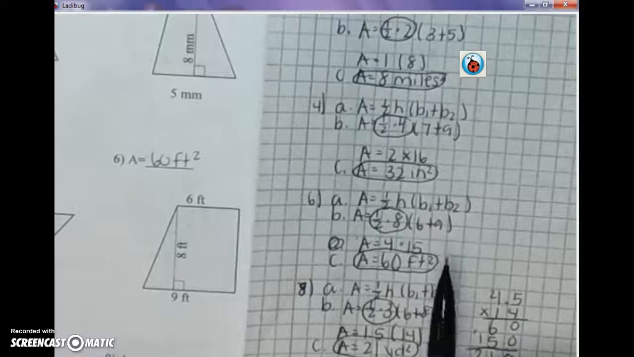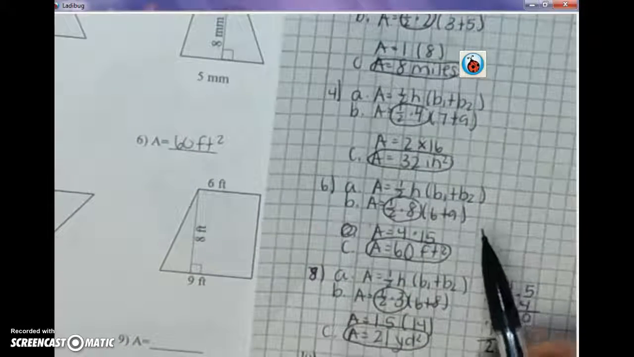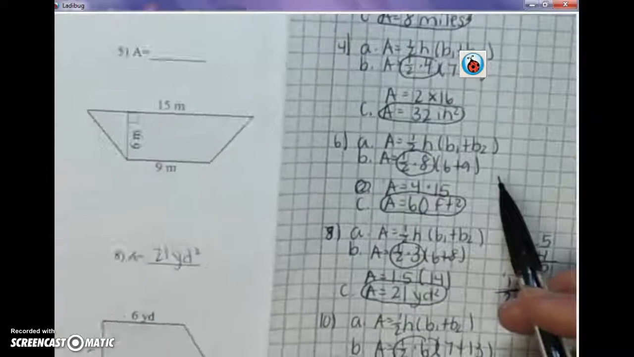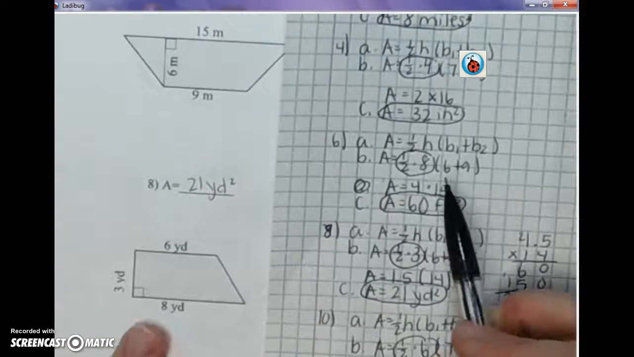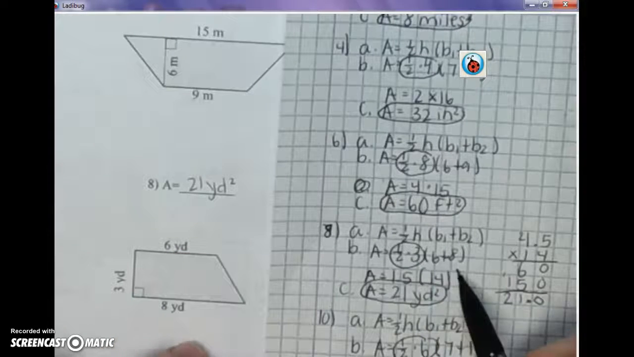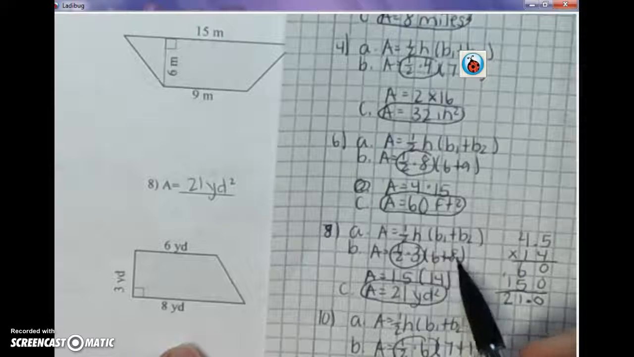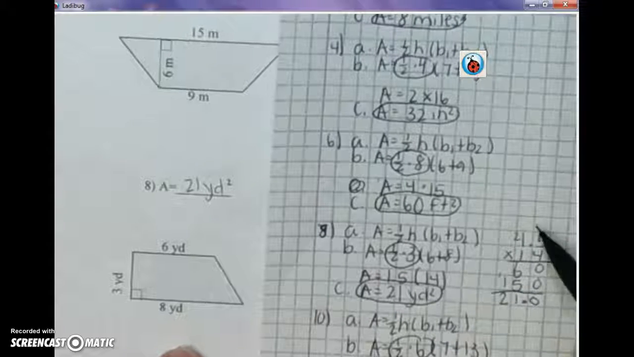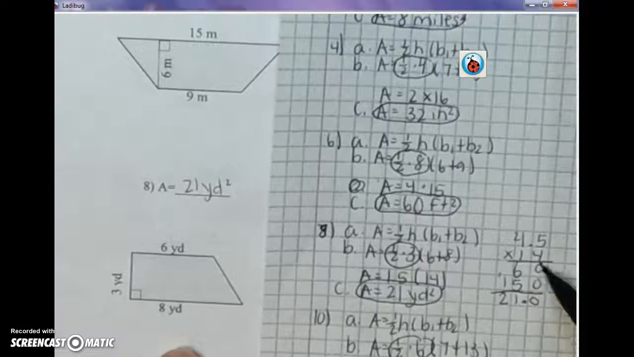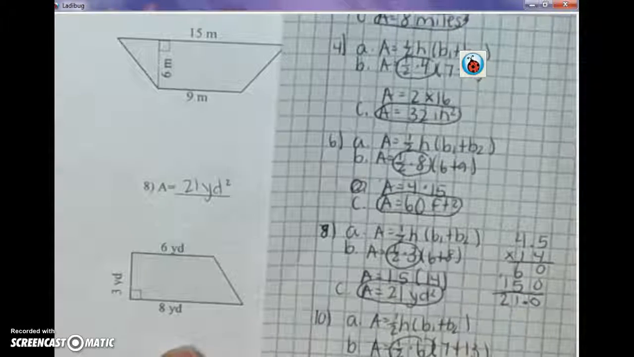Make sure if you have questions and it goes by too quickly, you have the sub rewind it so you can catch it all, so you have everything written down correctly. Number 8. See, on number 8, the height is 3. The bases are 6 and 8. Half of 3 is 1.5. 6 plus 8 is 14. So if you look over here, I show my work. 1.5 times 14 is 21 yards squared.